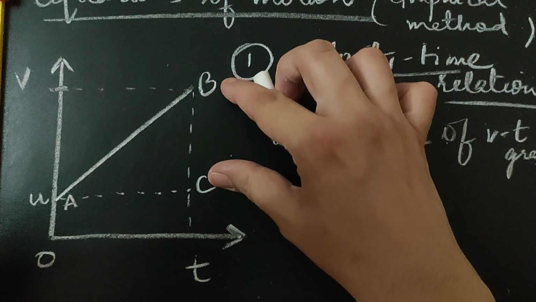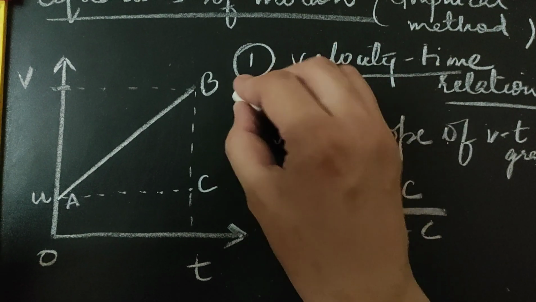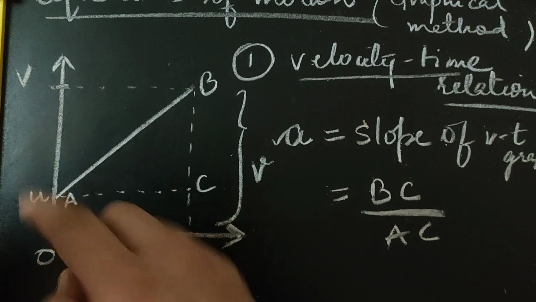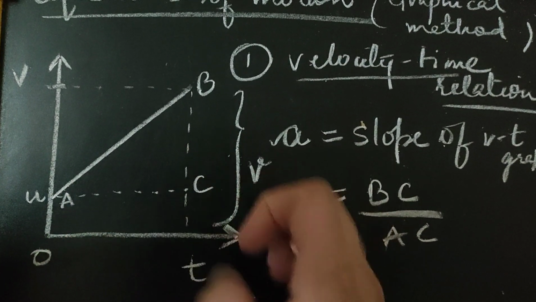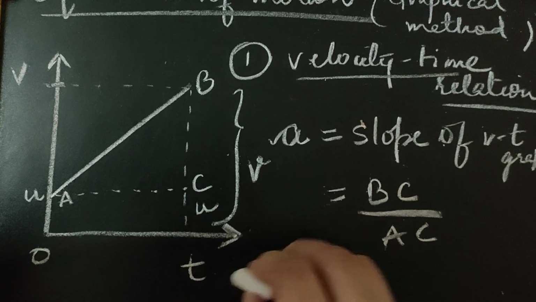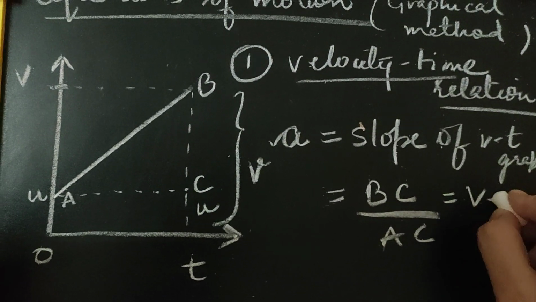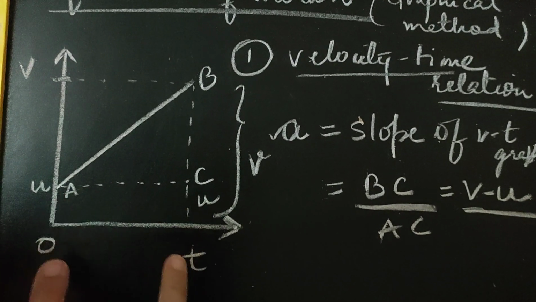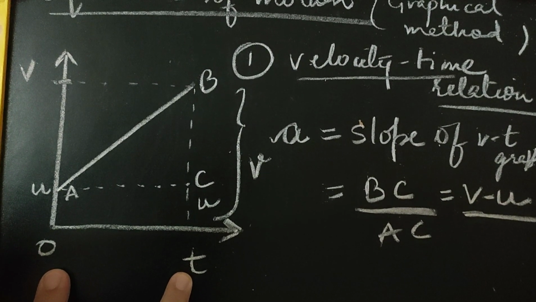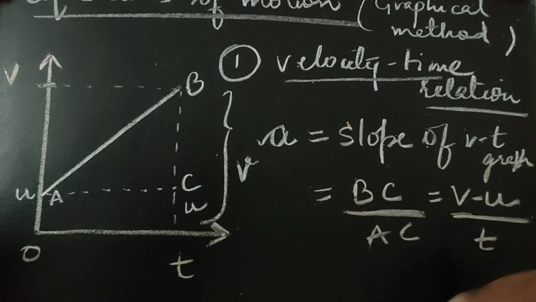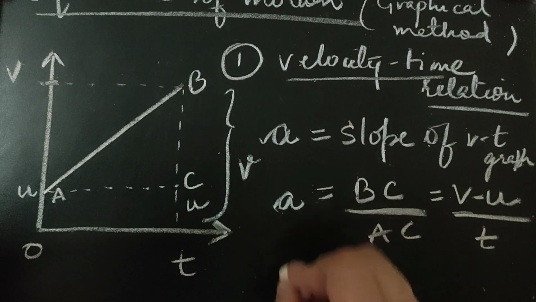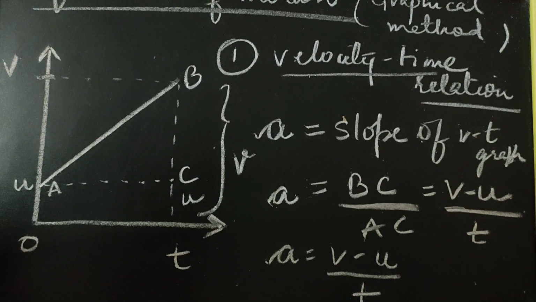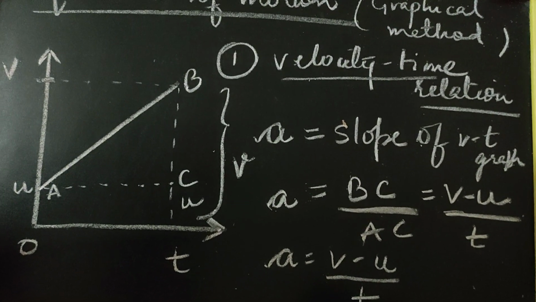When I calculate this height of the triangle, you can clearly see this complete height is final velocity. And this intercept here is the initial velocity. So I can clearly write the change in the y coordinate as v minus u, divided by this length AC, which is also the time interval. So I can replace it with t. So the equation that I have is a is equal to v minus u by t. This is again the equation which we have already done.